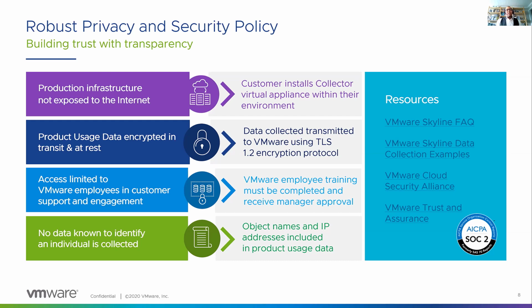And then data is collected to VMware using TLS 1.2 encryption, using that protocol, and then product usage data is sent to Skyline's storage platform and is encrypted at rest. And if a customer is utilizing SSL, then that proxy determines the encryption method used to encrypt that product usage data. And then support bundles are collected in transit.